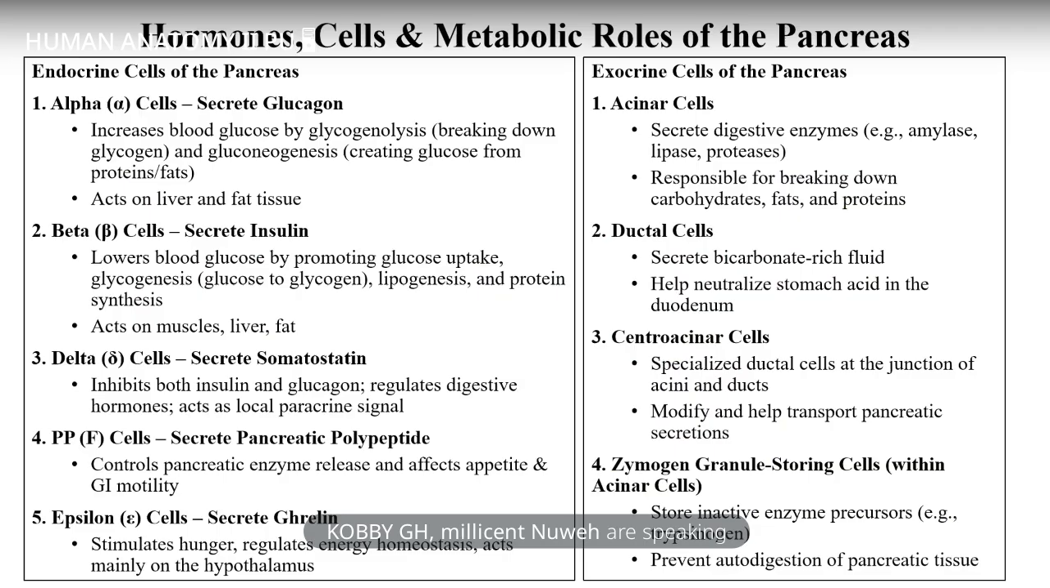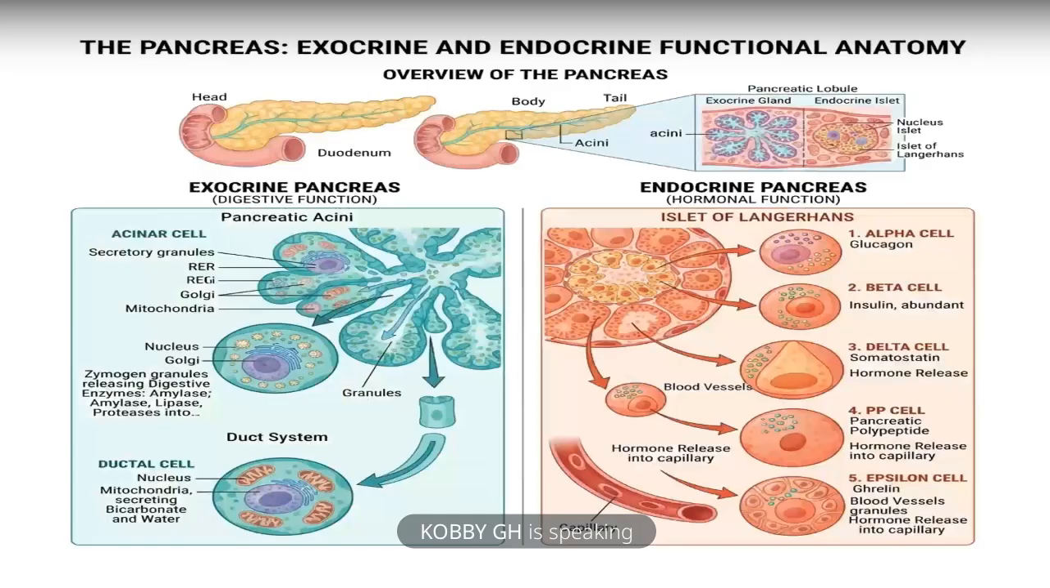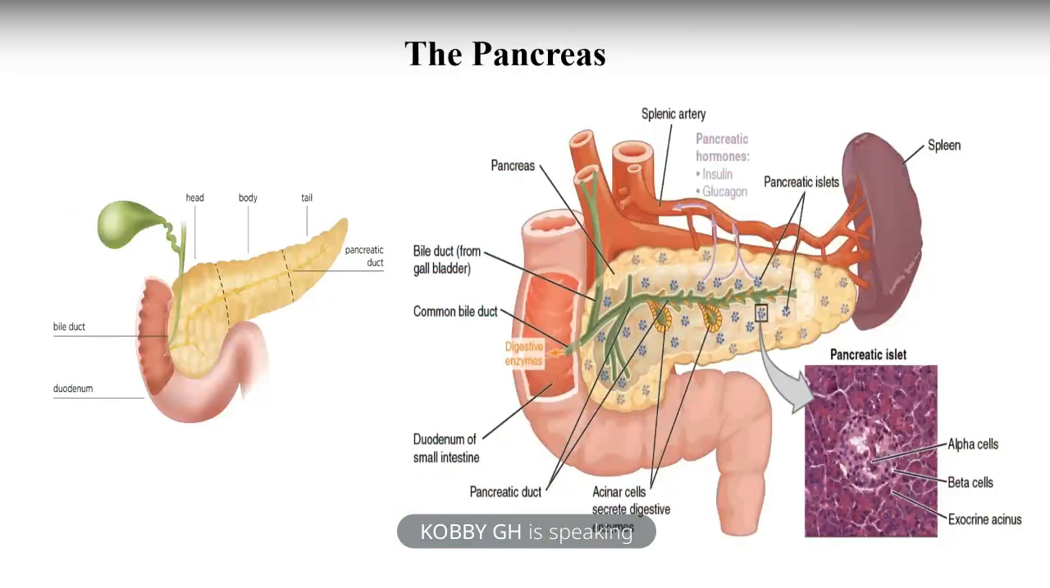Now quickly, let me show you how the pancreas looks. This is how the pancreas looks. Now, when we ask you the anatomical location of the pancreas, but even before that, there is something interesting about the pancreas. It is both an exocrine gland and an endocrine gland. So in anatomy, we say it's a mixed gland.